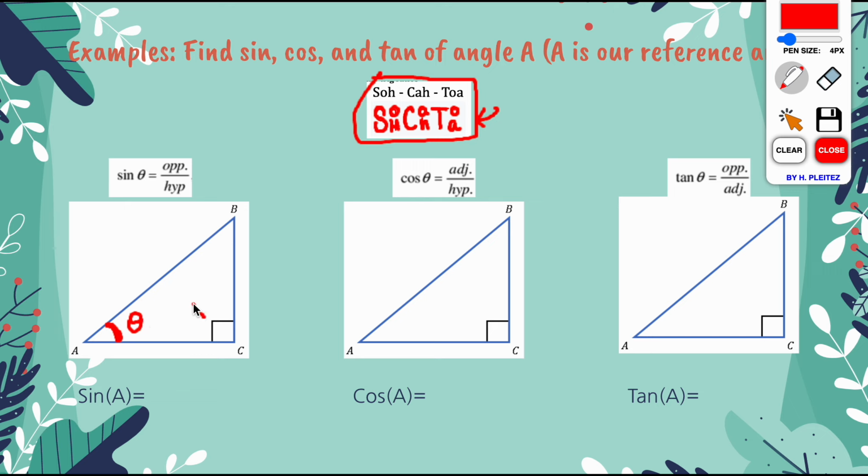The hypotenuse of your right triangle is always across from this right angle. So I know that AB is always going to be my hypotenuse. And I'll even label that. You guys should be doing the same on your diagrams.